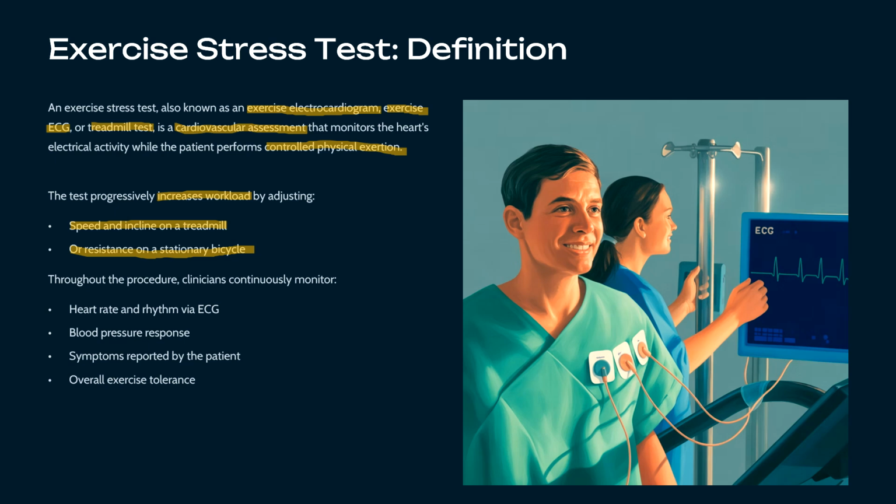Number one is heart rate and the rhythm via ECG. Number two, blood pressure response. Number three, symptoms reported by the patient. Number four, overall exercise tolerance. So these four are very important, about which we are going to learn in the next few slides.